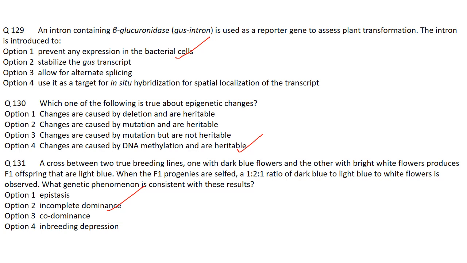An intron containing beta-glucuronidase, Gus intron, is used as a reporter gene to assess plant transformation. The intron is introduced to.